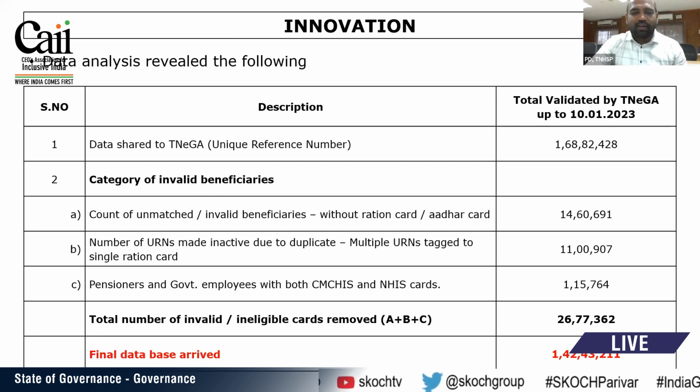The next criteria is duplications. The duplication exercise was done using the ration card number to find out if there are multiple ration card numbers present in the database. So the duplications come out to 11 lakh families.